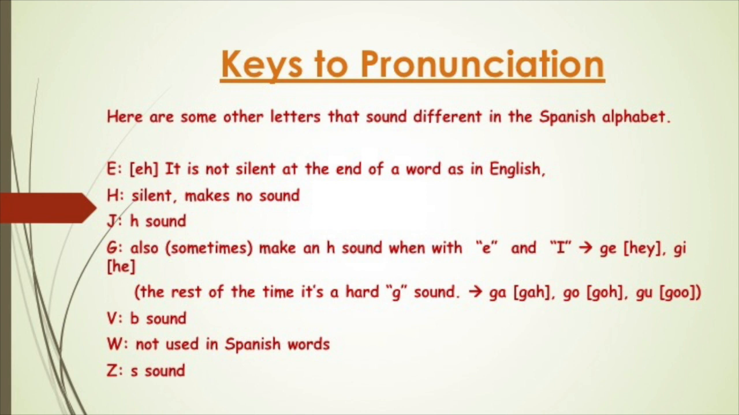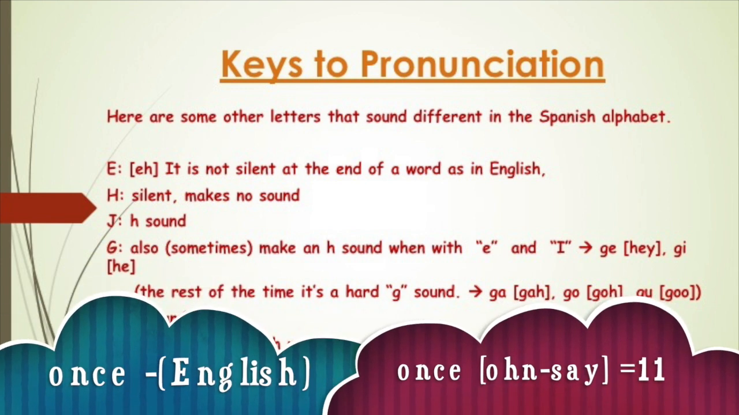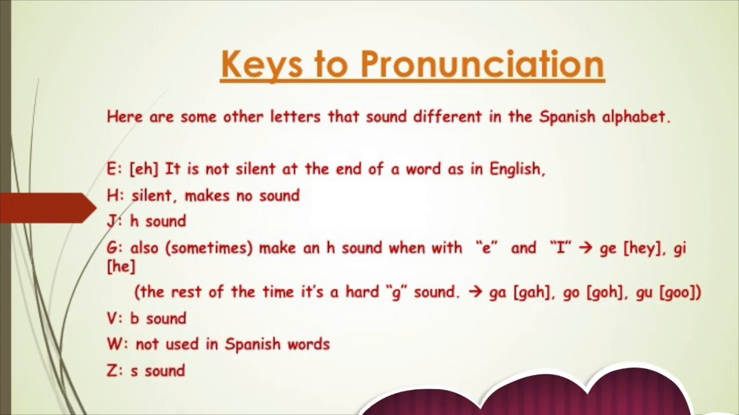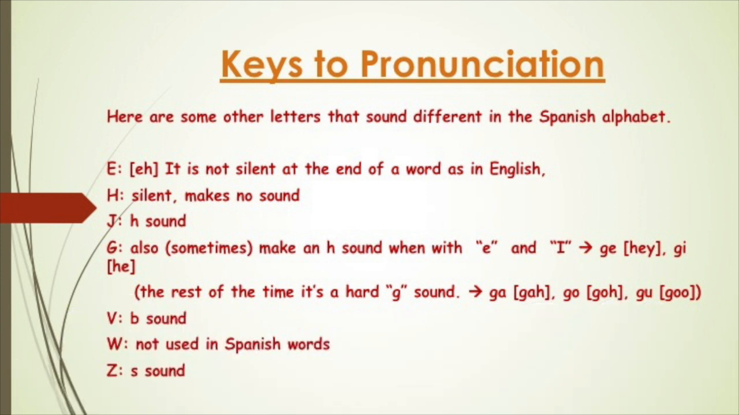So for example, in English, we have the word once, O-N-C-E, "wuns." That word in Spanish is pronounced as "ohn-seh." Once, the letter E says "eh," and we know that once is the number 11, also from the last video. The letter H in Spanish is silent, doesn't make a sound at all. The letter J now makes the H sound.